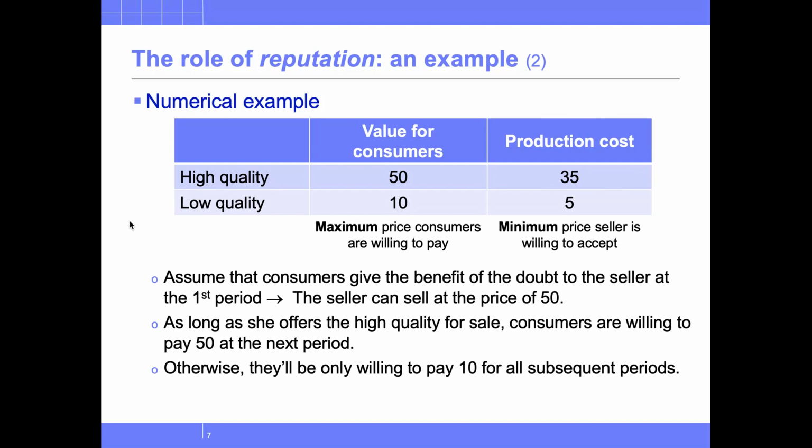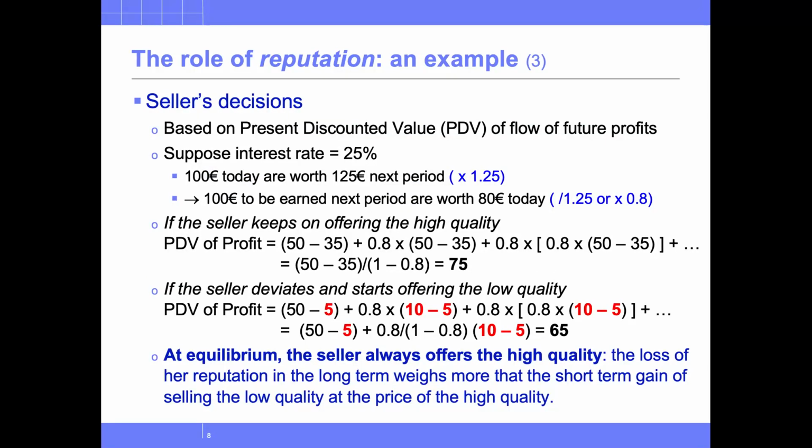So facing these beliefs, what is the seller going to do? How will the seller make a decision here? The seller has to take into account the immediate consequence of her decision, but also the consequences for the future. In other words, the seller is choosing an action based on the flow of future profits, the profit that the seller will receive right now, and the profit that she will receive in all subsequent periods.